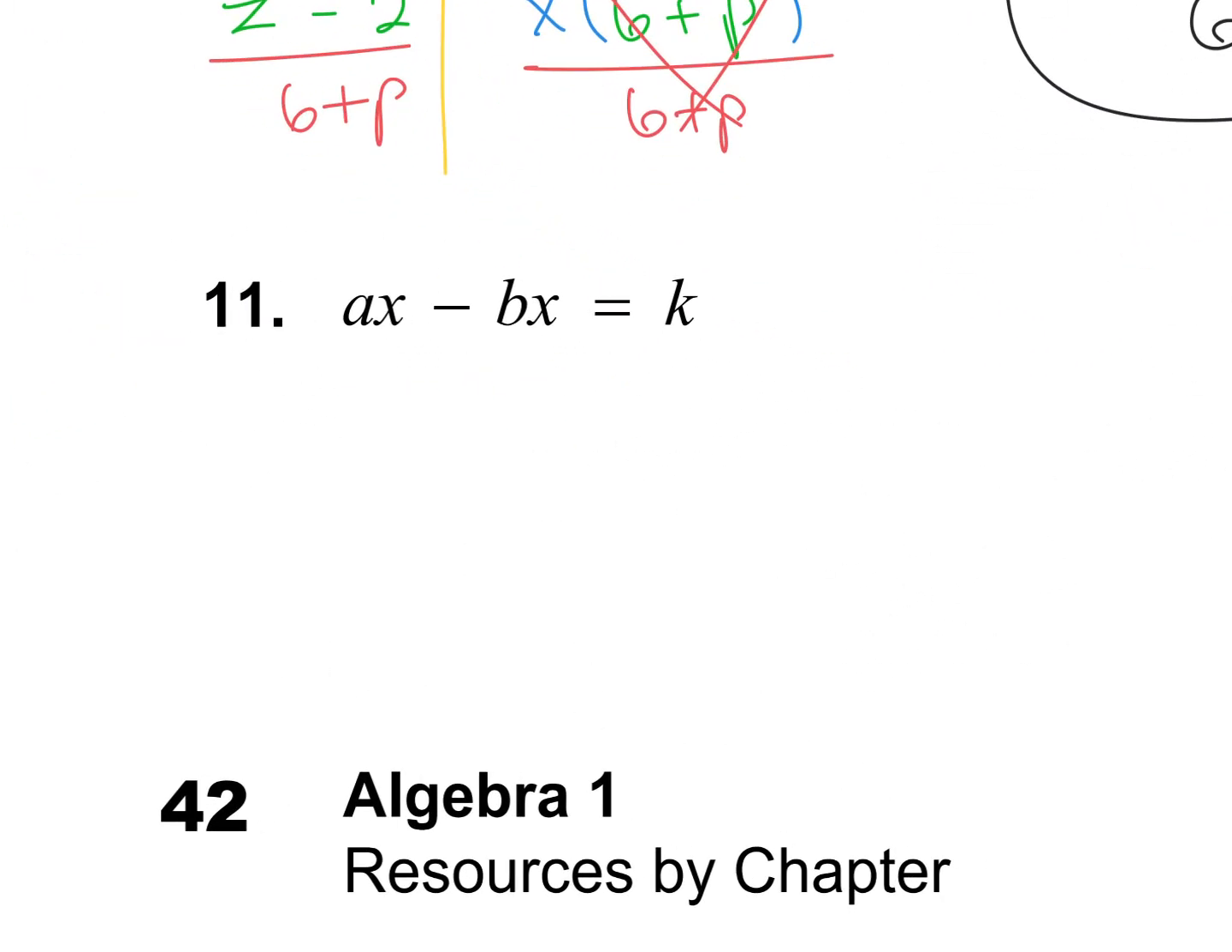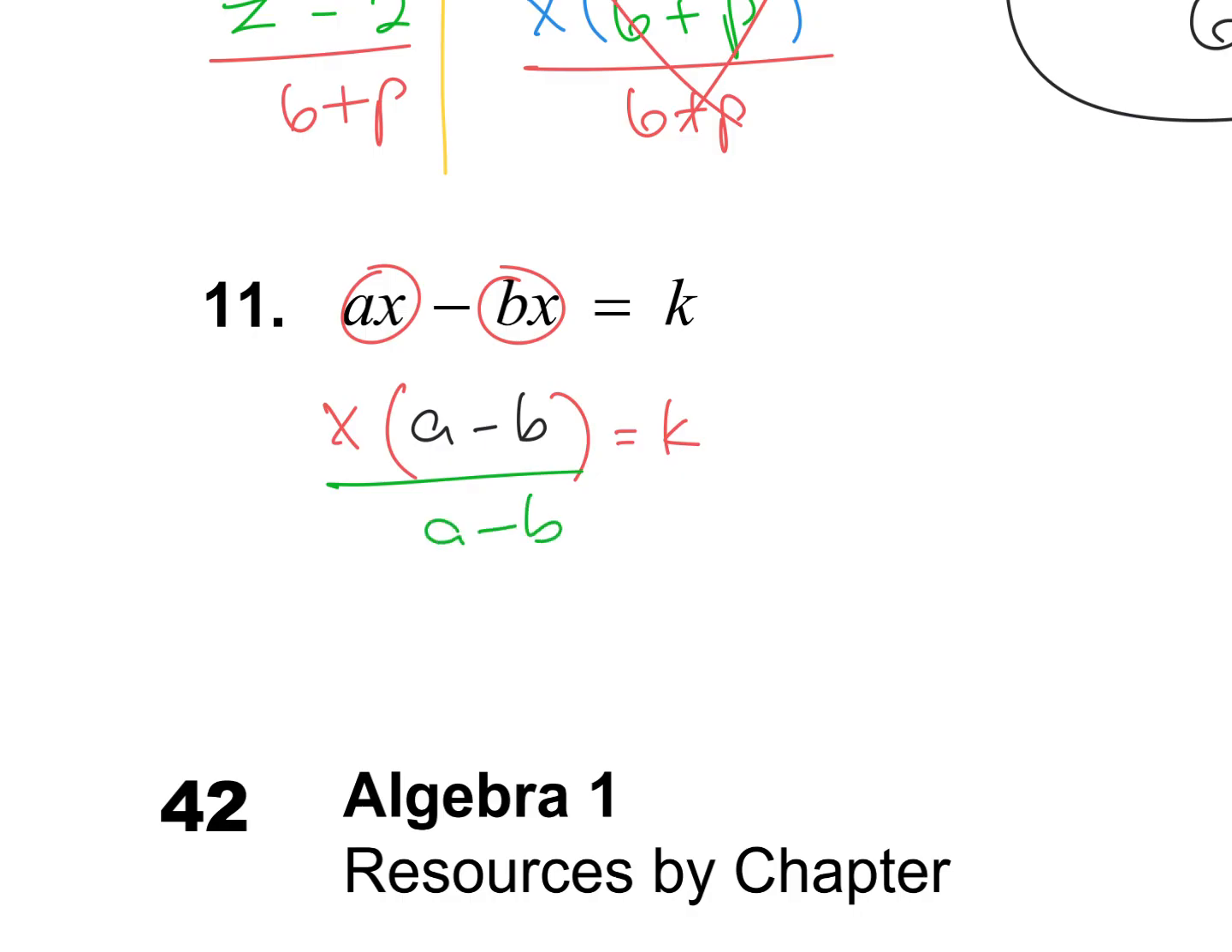Number 11, solving for x. This is pretty straightforward. Both of these terms have an x, so we're going to factor it out. a minus b equals k. Divide by a minus b, divide by a minus b. x equals k over a minus b.